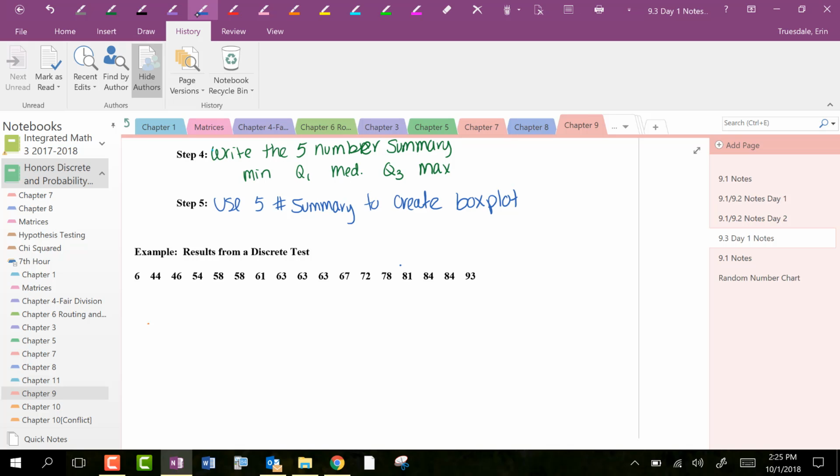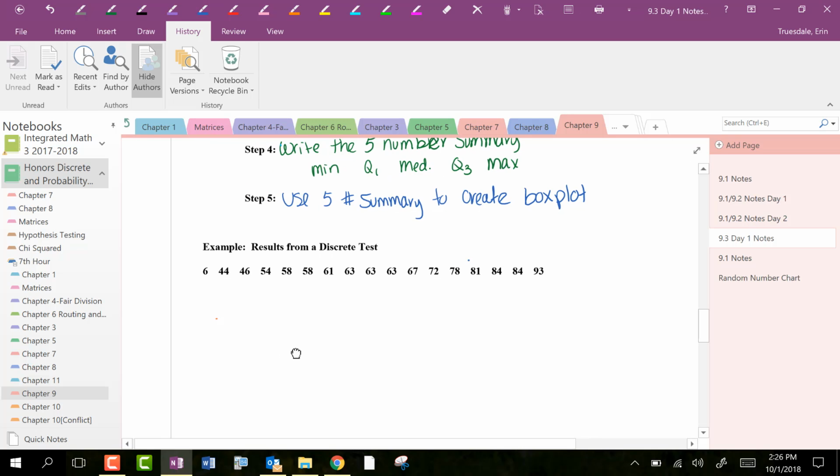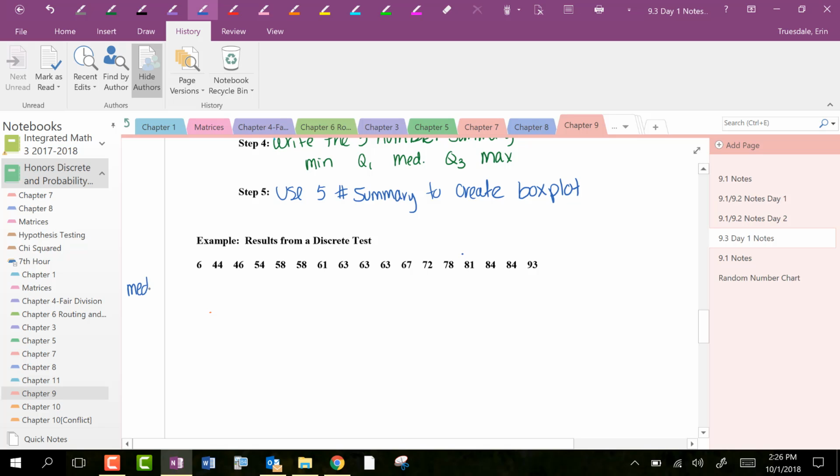Okay, so are they in ascending order? They are, right? Okay, so that's step 1, done. Step 2, find the median. Go ahead and count in till you get to the middle. 63, and it is the middle, right? Okay, so this one's the median.